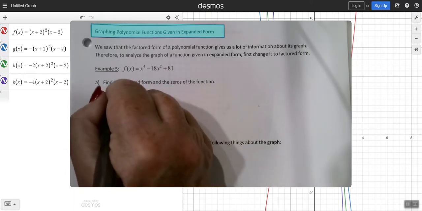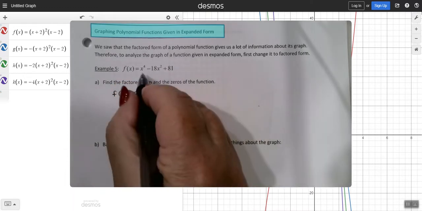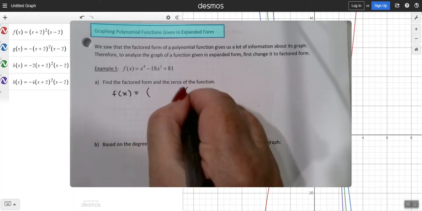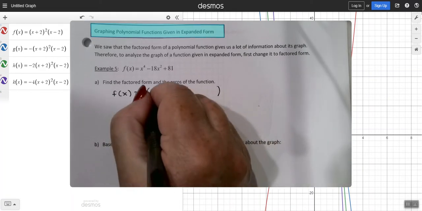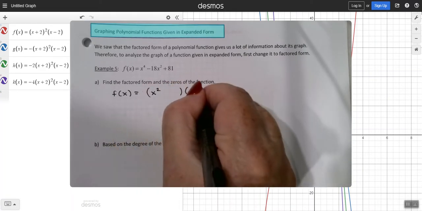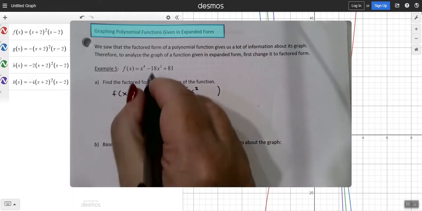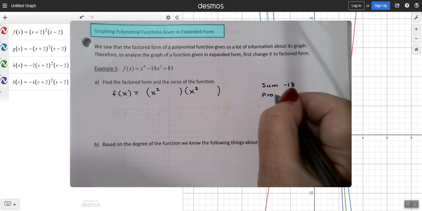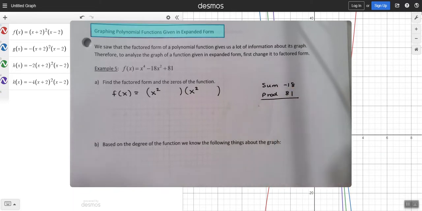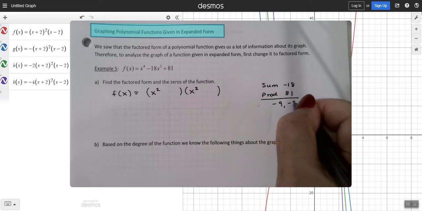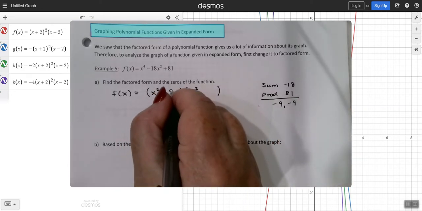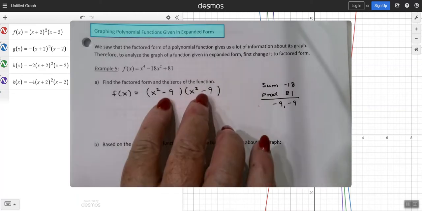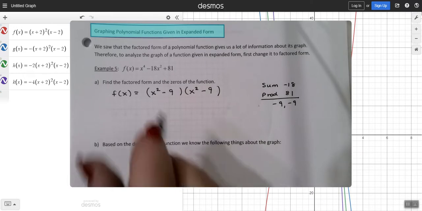So let's see. Here with the trinomial, I'm thinking about sum and product. And since it starts out with just a 1x to the 4th, I should be able to do x squared times x squared. I'm going to need a sum of negative 18 and a product of 81. So I'm thinking negative 9 and negative 9. x squared minus 9, x squared minus 9. Now both of those are a difference of squares.